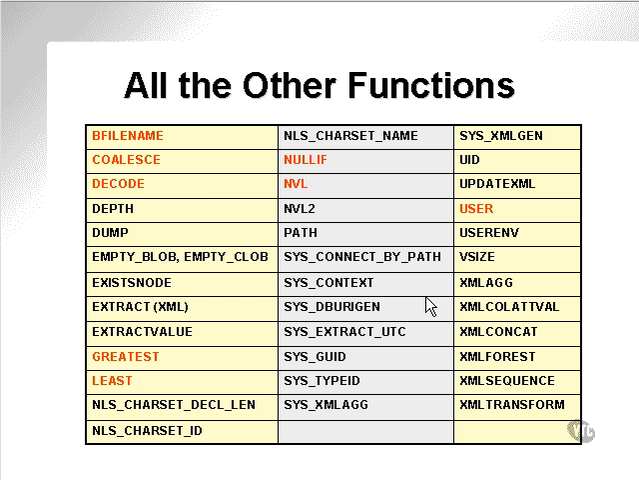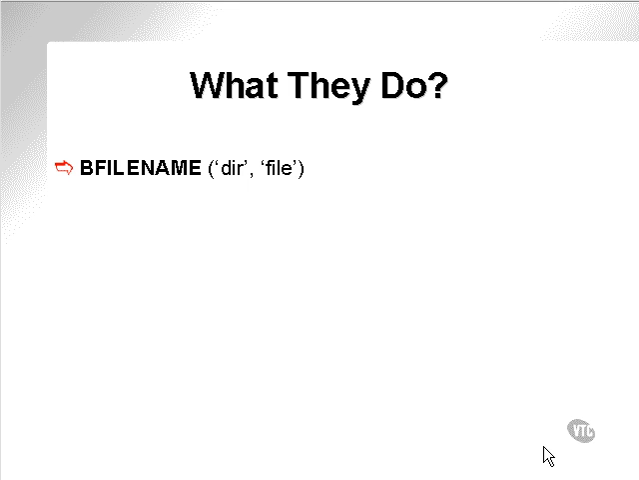What are all the other, or miscellaneous, functions? These are all the miscellaneous functions. The ones I'm interested in at this point in time are the ones highlighted in red. As you can see, there are a lot of them. What does bfilename do? Bfilename returns a pointer associated with a binary object in the database. We don't have any examples of that in our concept schema, so we won't look at an example of bfilename.